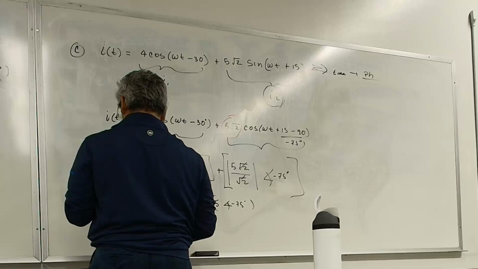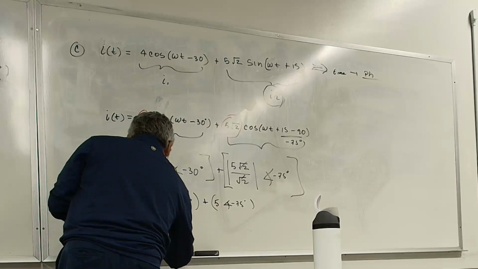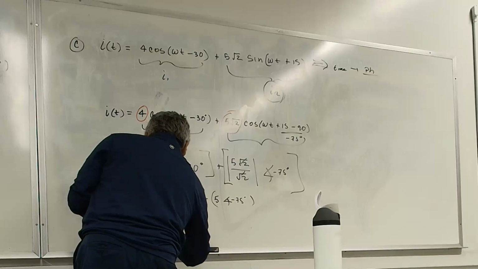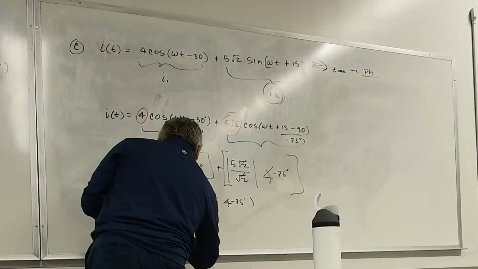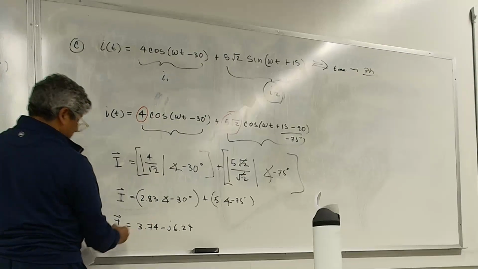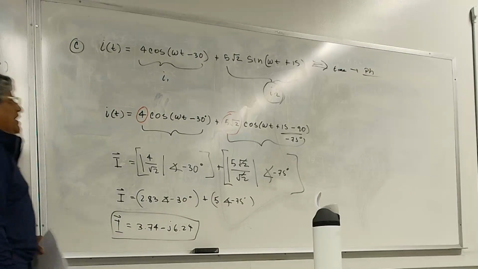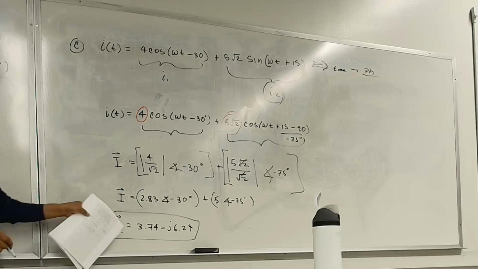The total current I total, if I enter that, is equal to 3.74 minus j6.24. There's a couple of steps here. You'll have it in the notes, but basically that's what it is. If you enter this phasor in your calculator, you should be able to get that.